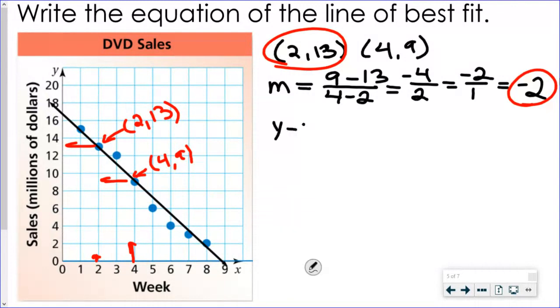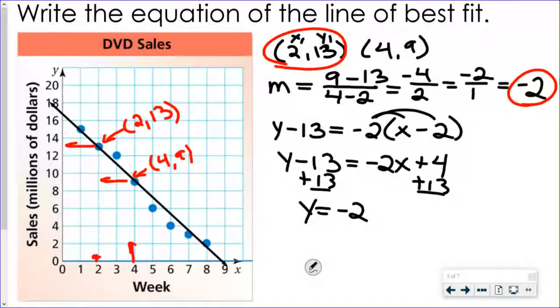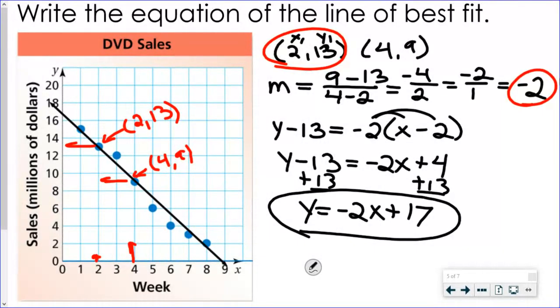So it's y minus 13 equals the slope times x minus a negative 2. Nope, positive 2 actually, because that's my point there. This is x1 and y1. Okay, now we're going to distribute. y minus 13 equals negative 2x plus 4. Then I'm going to add 13, and I get y equals negative 2x plus 17. This is my equation. We've done that before.